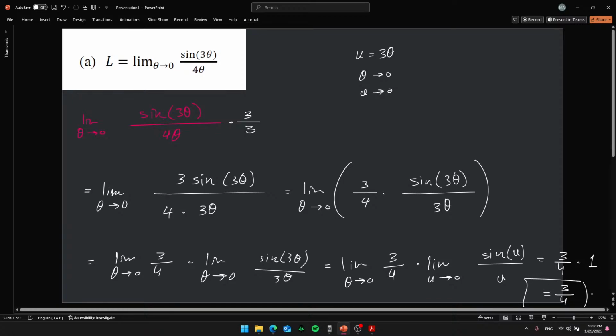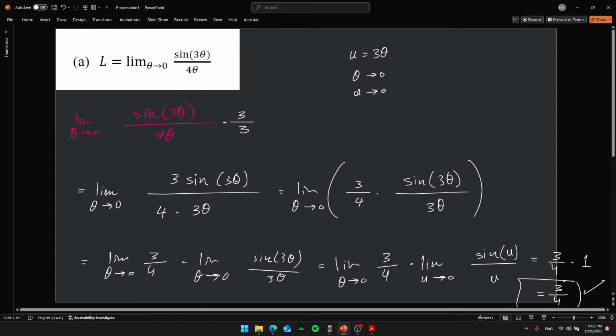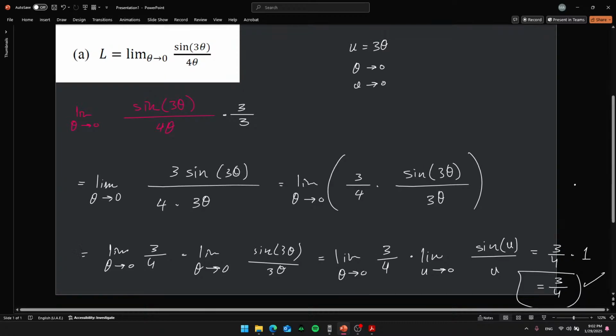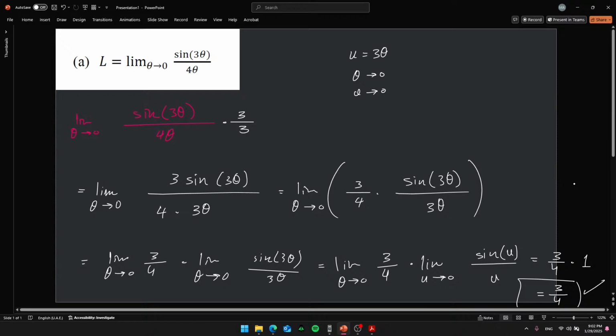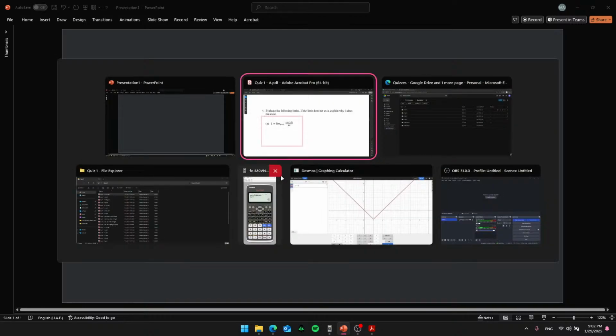That's how you solve it algebraically. Not just say 3 over 4 and yeah. I think you'll get partial credit for it. You'll get only the mark or the point for the answer. But for the steps, you'll get 0. Okay, so be careful.